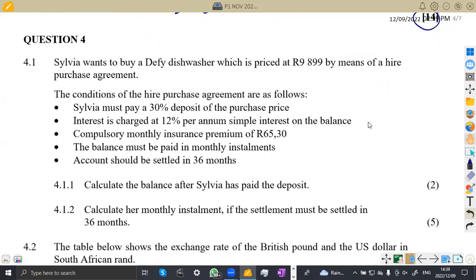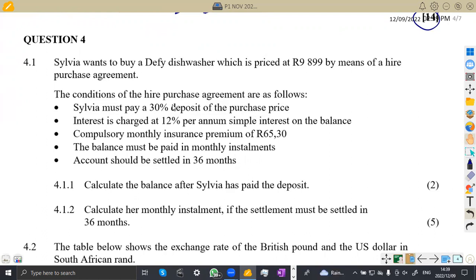So we are given that Sylvia wants to buy a DeFi dishwasher, not a fridge. Okay, there are those DeFi fridges I'm used to. This one is priced at 9,899 Rand by means of a hire purchase agreement. The conditions of the hire purchase agreement are as follows.